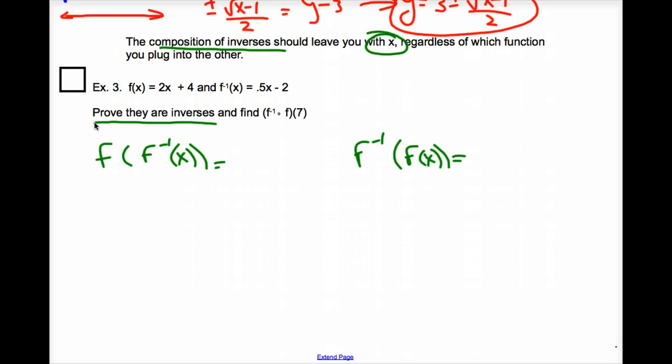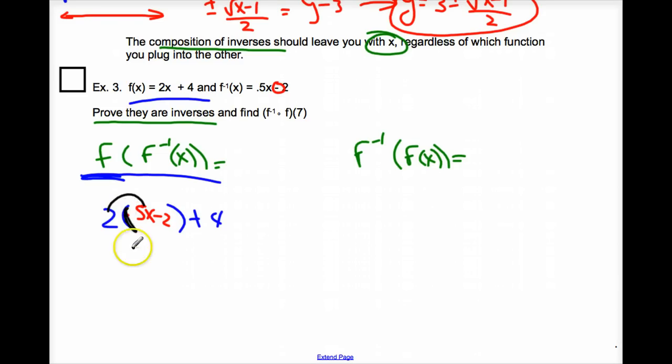If I want to find this, I start with the f function. So I go 2 parentheses plus 4, and then I plug in 0.5x minus 2. Now, I did make an adjustment. I had a typo, so if you're just getting this in 2015, this right here needs to be switched to a minus. Make that switch. Now just do the distributive property. You get x minus 4 plus 4, and that's just x.